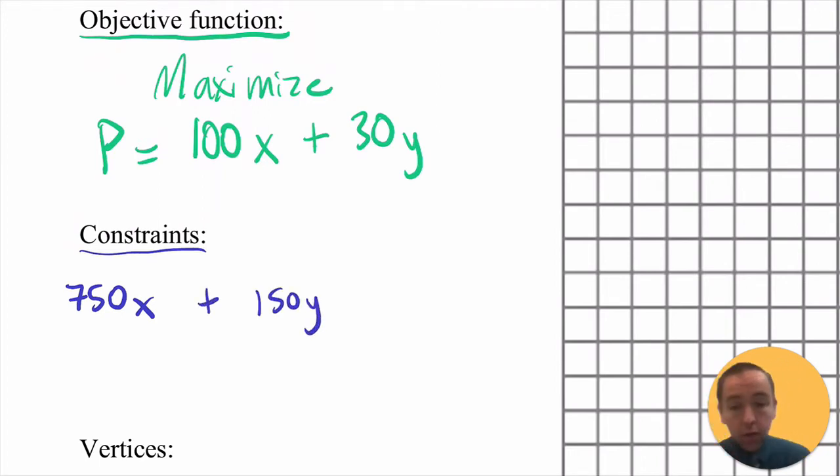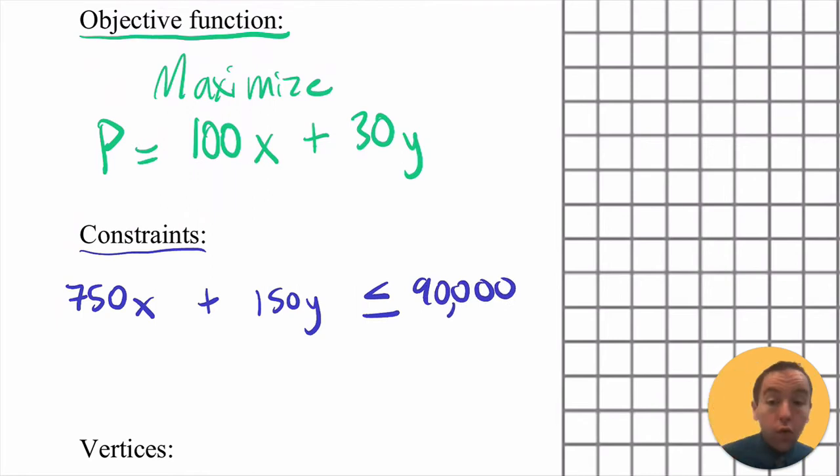And so then if we take 750 times x plus 150 times y, that's going to amount to the total amount of money that he spent to purchase all these items. And we need that to stay equal to or underneath $90,000 overall. So that's one constraint that we want to be able to consider here.